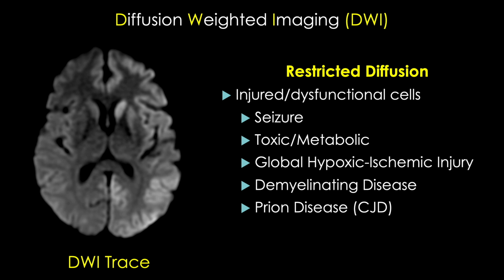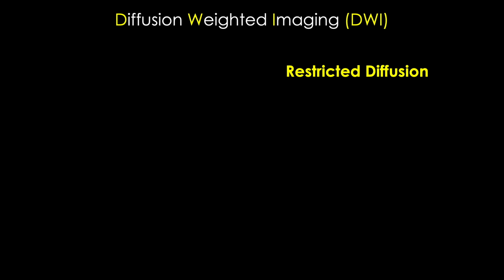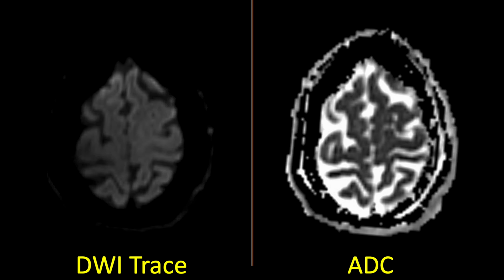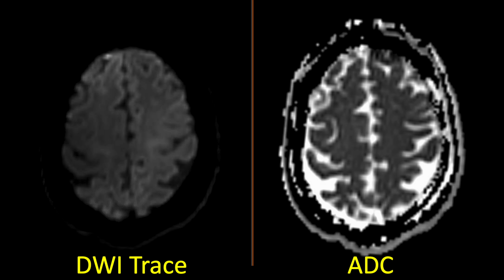Let's move on to one last category of restricted diffusion: that which is caused by abnormal cells or fluids. The first example of that is due to cancer, both primary neoplastic and metastatic disease. Let's take a look at this classic example of a primary brain lesion causing restricted diffusion.